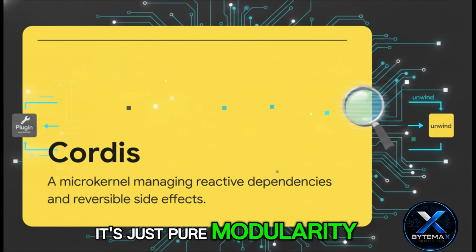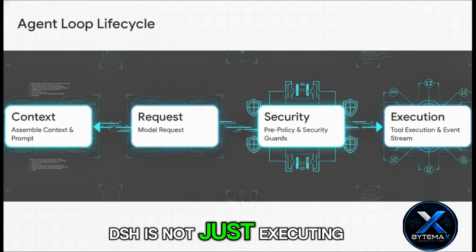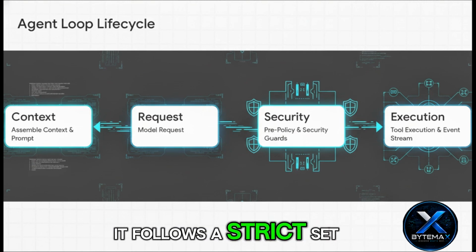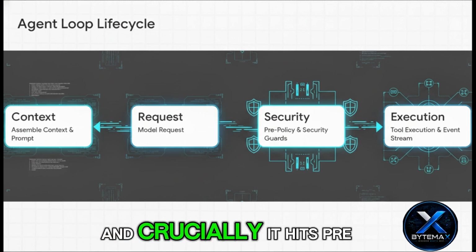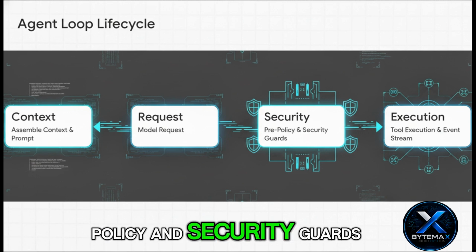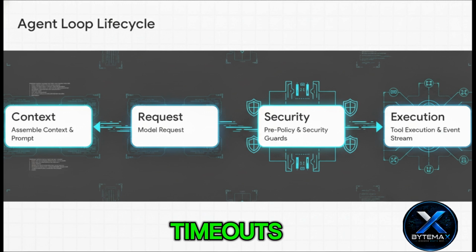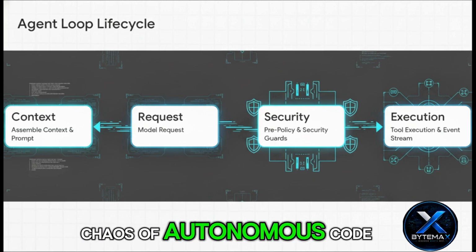It's just pure modularity. Because of this, the agent loop inside DSH is not just executing a function and blindly looping back. It follows a strict set of traffic rules. It assembles the prompt, sends the request, and crucially, it hits pre-policy and security guards. Tools actually have to pass through permission checks, timeouts, and concurrent schedulers before they even execute. It brings absolute order to the total chaos of autonomous code.